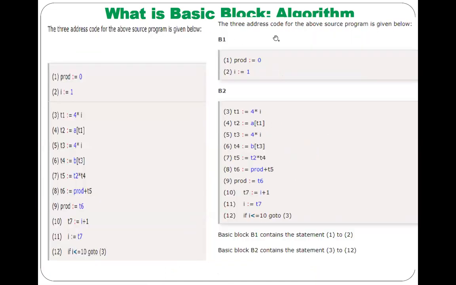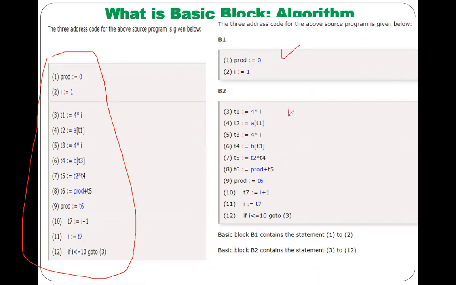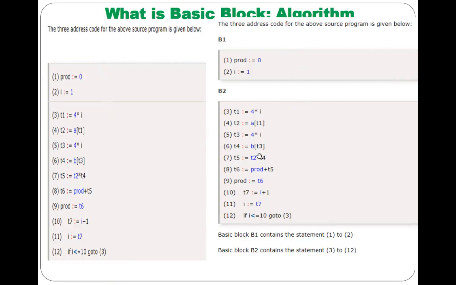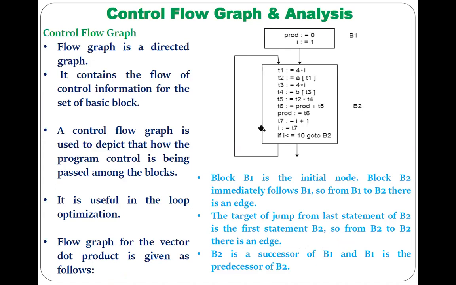So the same I have shown here. This is the sequence of intermediate code, and from this we are forming the two basic blocks, basic block 1 and basic block 2. Understood? So basic block B1 contains statements 1 to 2, and basic block B2 contains statements 3 to 12. So this is the way of forming the basic blocks. And then after formation of basic blocks, the control flow graph can be constructed. So for the previous basic blocks, this is the control flow graph constructed.